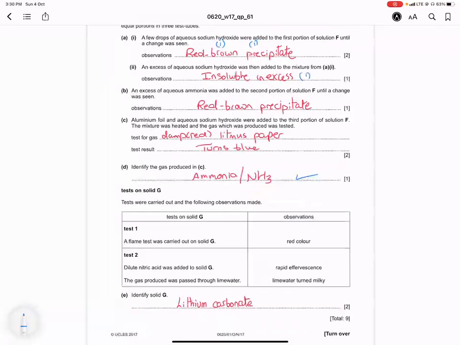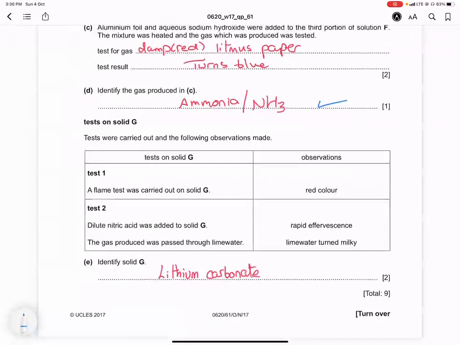Okay. Tests on solid G. Tests were carried out and the following observations made. The flame test was red. We only have 1 metal in our syllabus with the red color of the flame, which is lithium. Okay. Test 2. Dilute nitric acid was added to solid G. Rapid effervescence, and then the gas produced turned lime water milky, which is carbon dioxide.